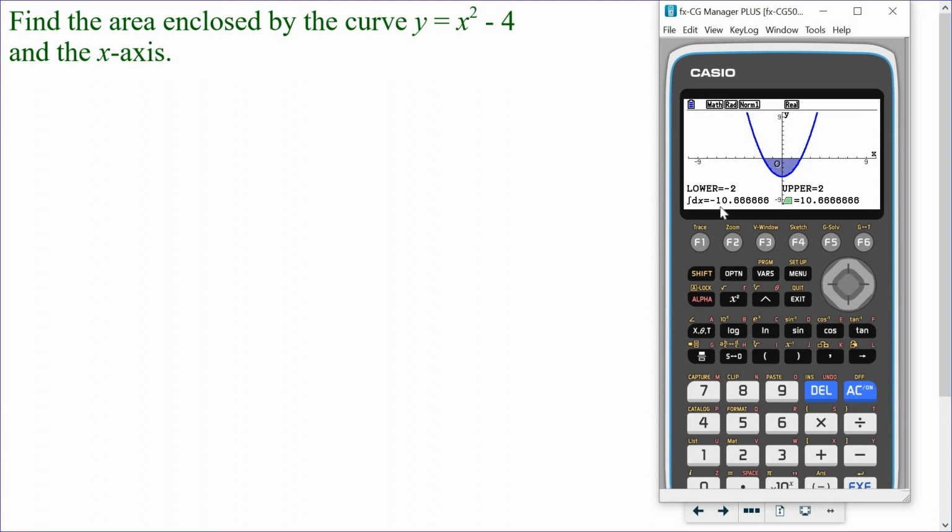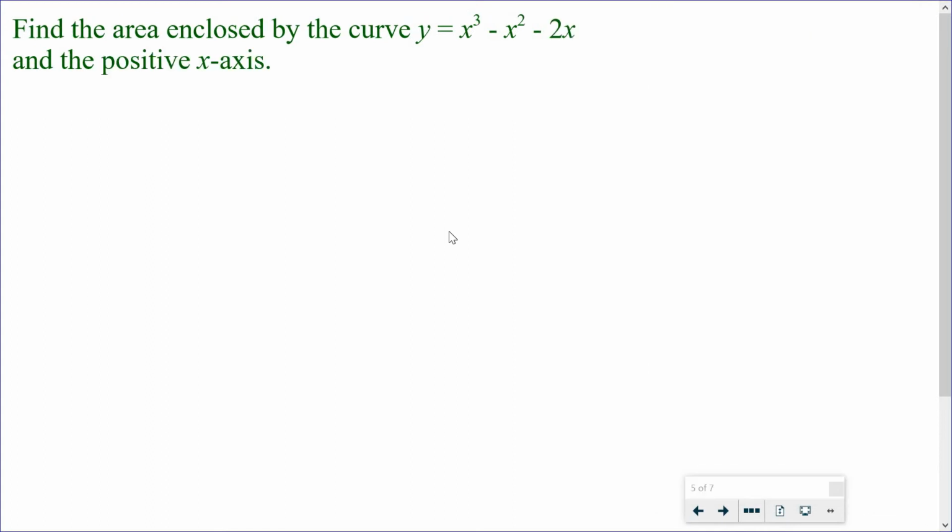And again, the integral is negative because the curve lies below the x-axis, but the area, we just ignore the negative sign and say it's a positive area. Okay, let's try another question. So this time we have a cubic. So we want to find the area enclosed by the curve and the positive x-axis.